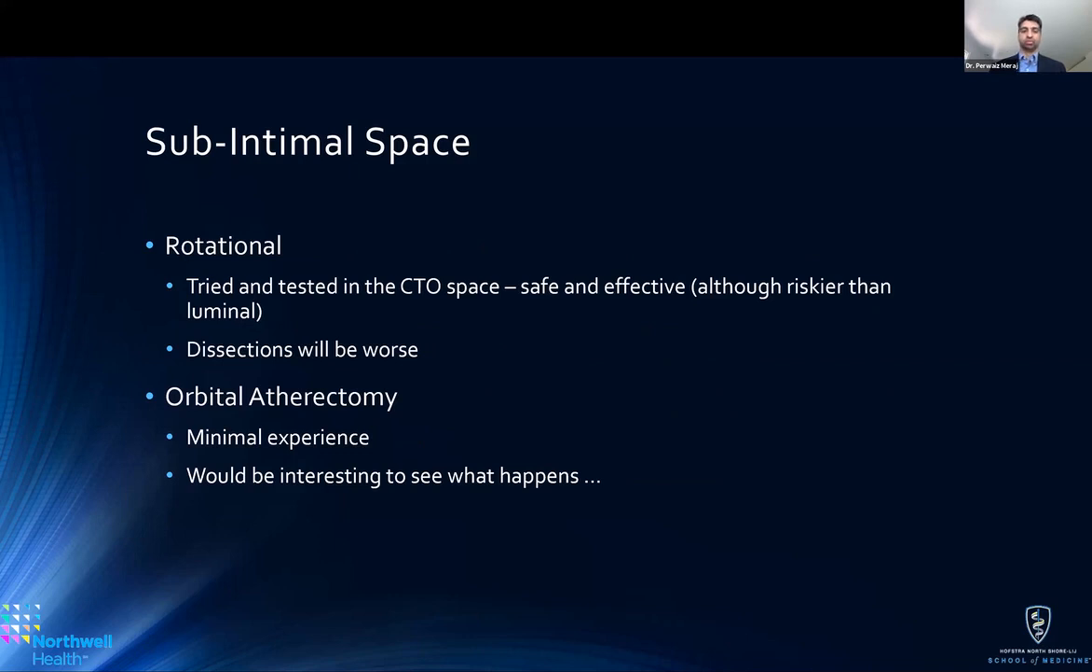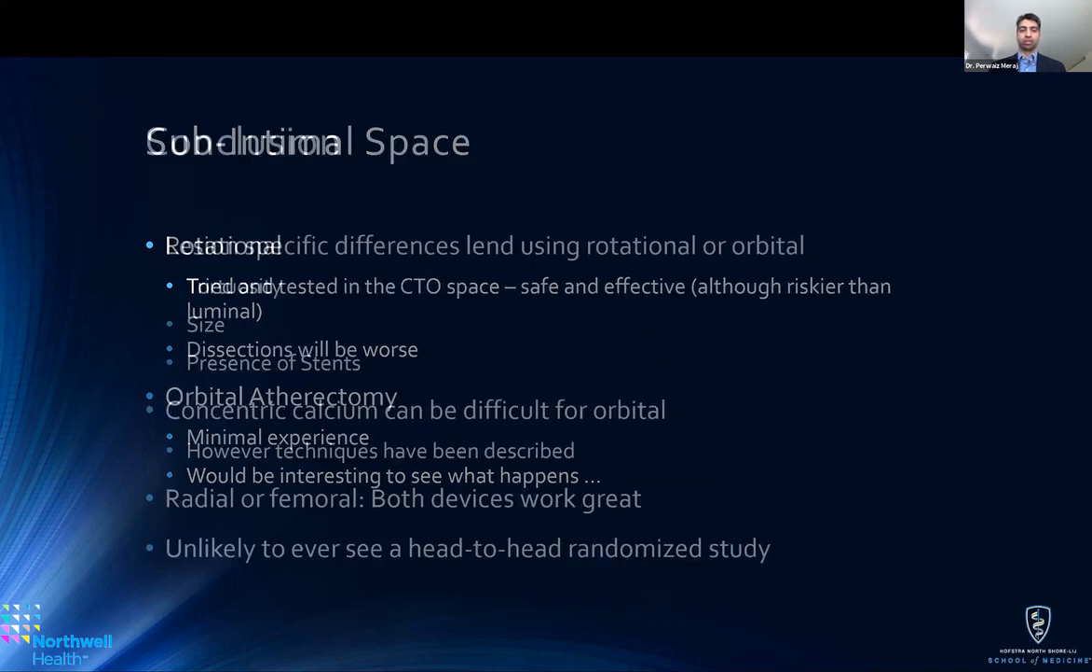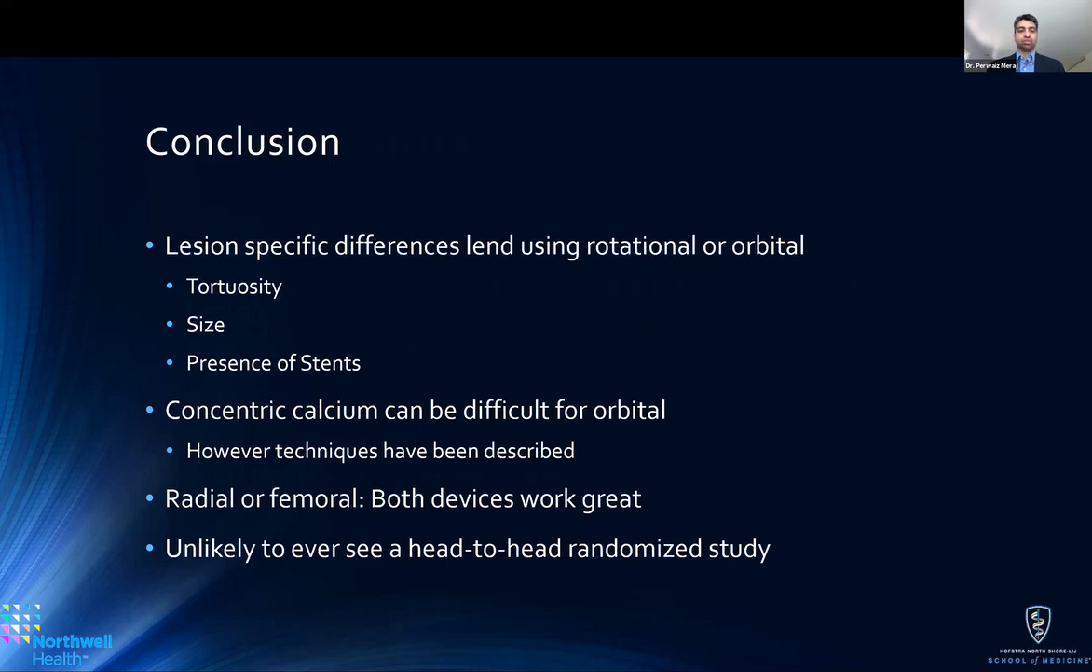And orbital atherectomy, there's minimal experience and really not something that I would recommend. So in general, the two devices really have their benefits and their disadvantages. I think the key is to know what device to use when and understand the lesion specificity. I would say rotational atherectomy probably has the most versatile use space.